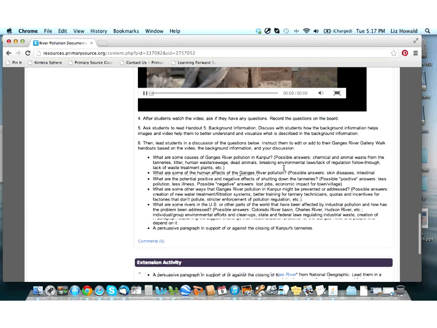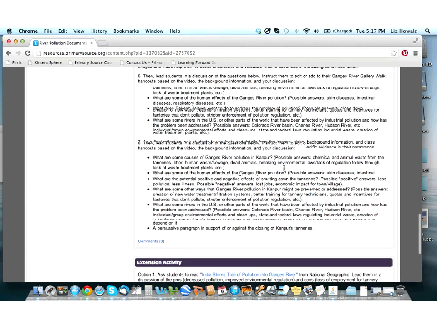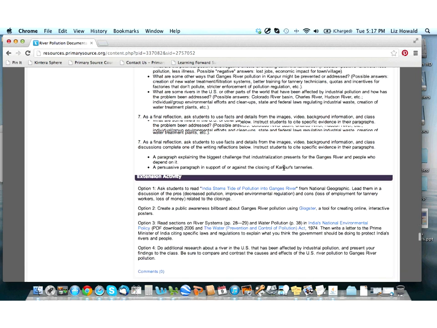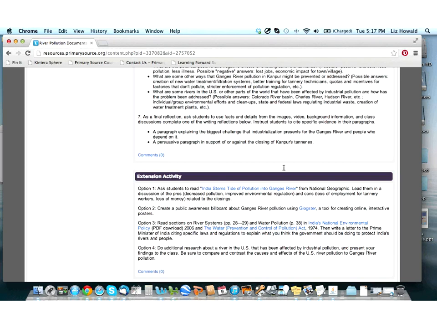As a final reflection, we decided to include a writing activity here. In the last activity, students were verbalizing their concerns and reaching a compromise, and in this one they're using a written persuasive or informational paragraph. They'd have a choice of either explaining the biggest challenge that industrialization presents for the Ganges River and the people that depend on it, or, after watching that video on the tanneries and how they affect the health of the Ganges River, they could either do the informational text or create a persuasive paragraph in support of or against closing the tanneries that are dumping these materials into the river.